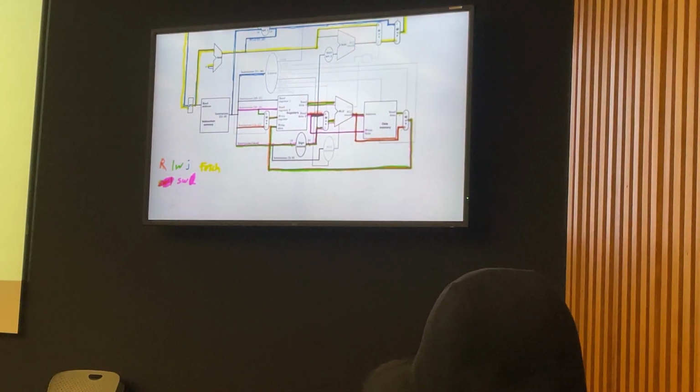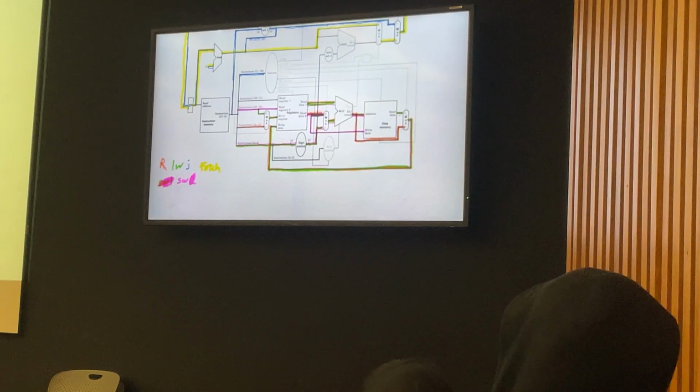Okay, so that is the fetch. Again, we're going to do branch later, but for now, we're going to figure out the control path for these instructions.